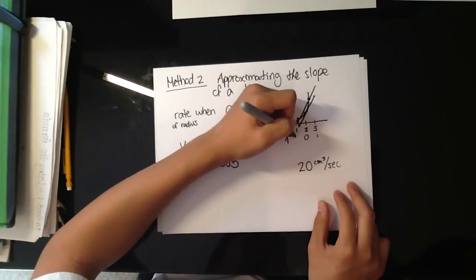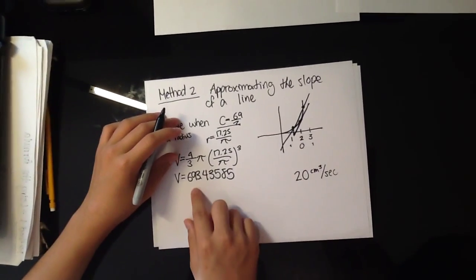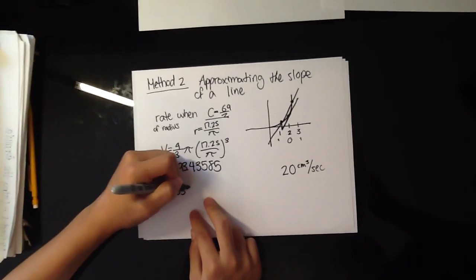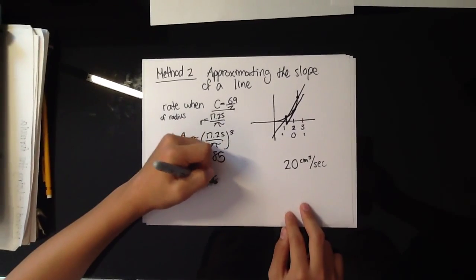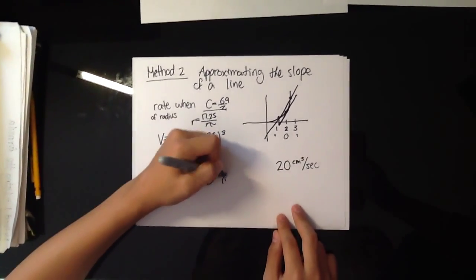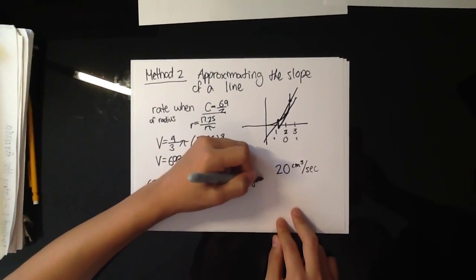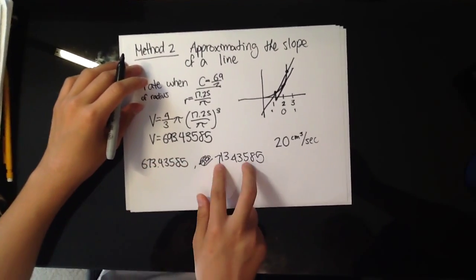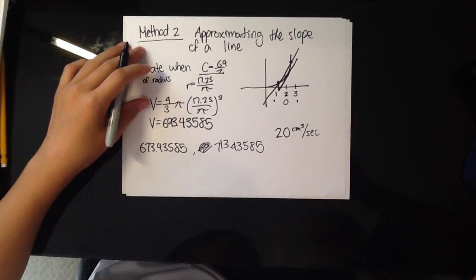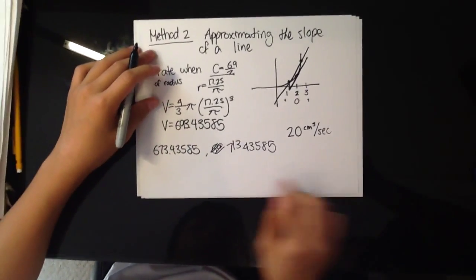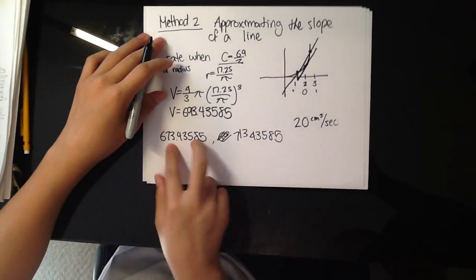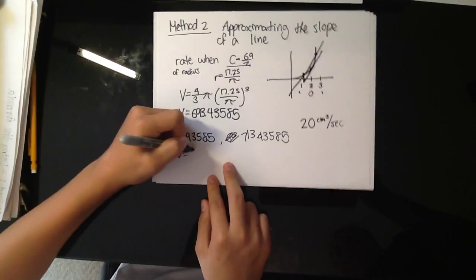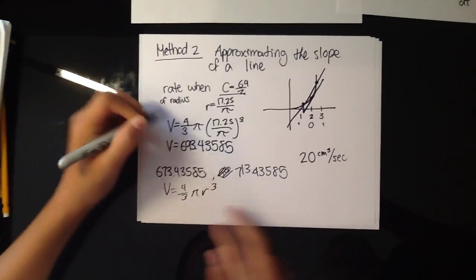So right now we have this and we're trying to find this and this, right? So we have to subtract 20 to get 673.43585 and 713.43585. And so that's basically 1 second after and 1 second before, because it's 20 centimeters cubed per second. So what we have to do now is find the radius corresponding to these volumes. You can do that by plugging into the formula V equals 4/3 pi r cubed, right?